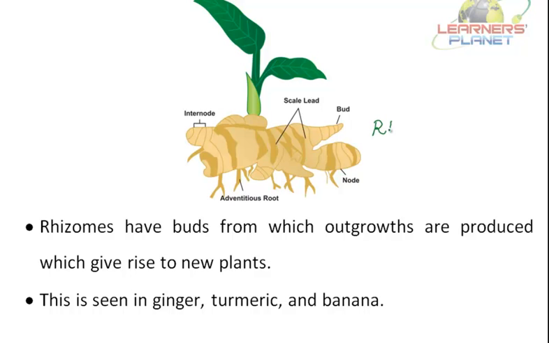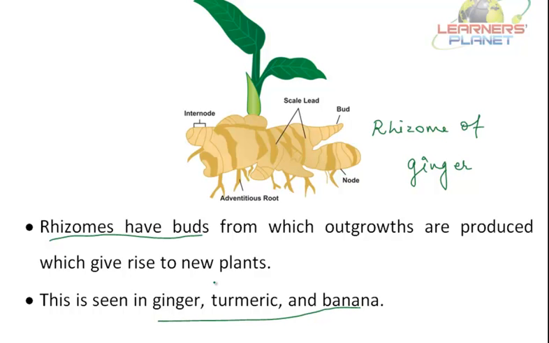What is this? Rhizome of ginger. Now basically, students, rhizomes have buds from which outgrowths are produced which give rise to new plants, and this is seen in ginger, turmeric and banana. So rhizomes are basically stems which grow horizontally under the ground, and in some cases the underground stems are swollen with food reserves, and the terminal bud, here you can see the bud.